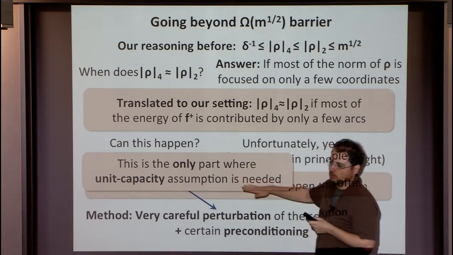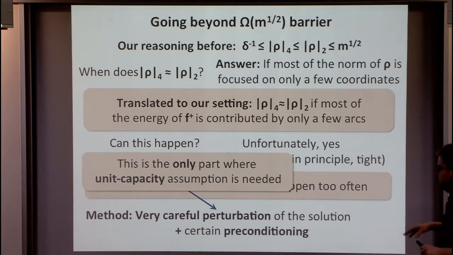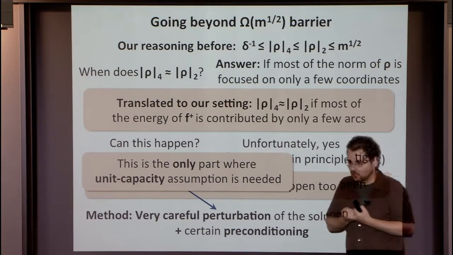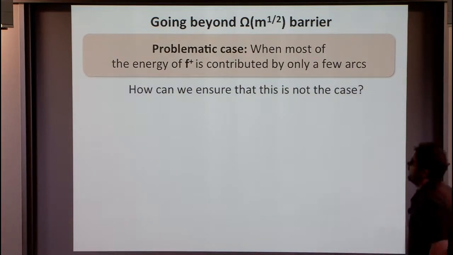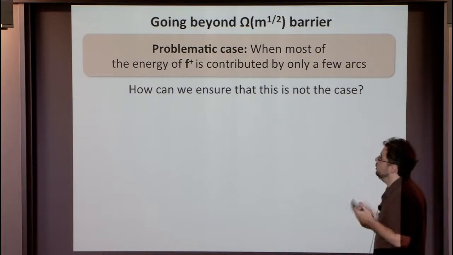Everything up to now is true for general LPs. This is the moment when you really have to dig into the structure to make the argument work. So let me just say a little bit about what's happening here. Again, the problematic case is when most of the energy of our electrical flow is contributed by only a few arcs. And how can we ensure that this is not the case?